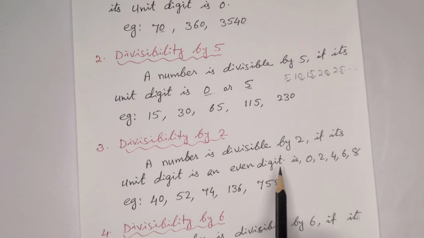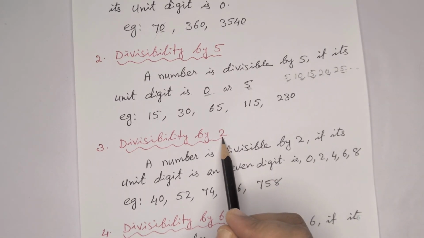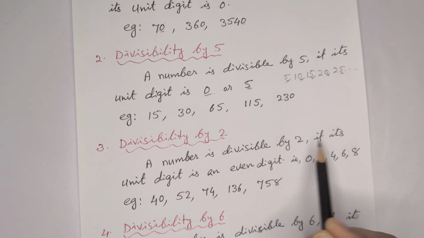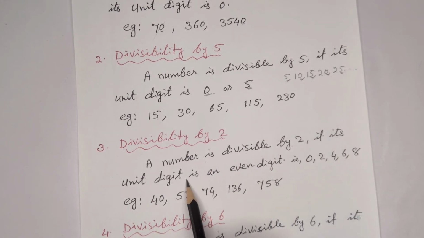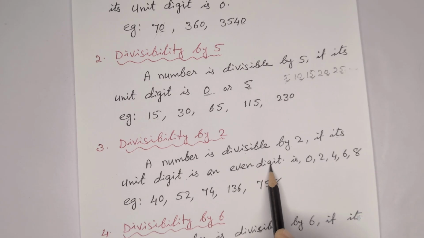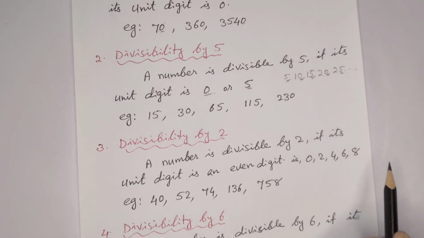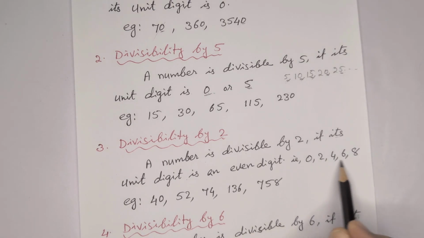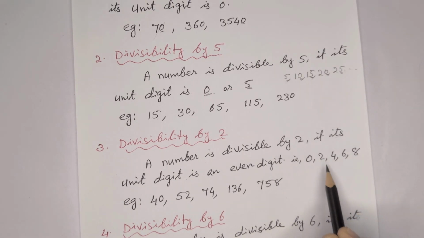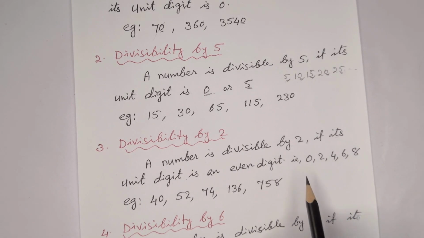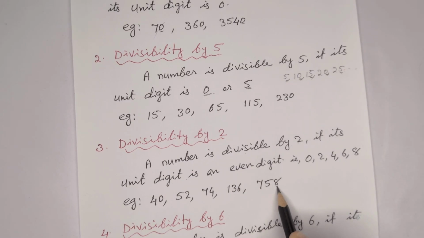Now next is the divisibility test by 2. 2 means even number. A number is divisible by 2 if its unit digit is an even digit. Even digits, we know, are 0, 2, 4, 6, 8. If any one of these digits is coming in the unit place, then that number is divisible by 2. Here some examples are there. However big the number is, look at the unit place digit.